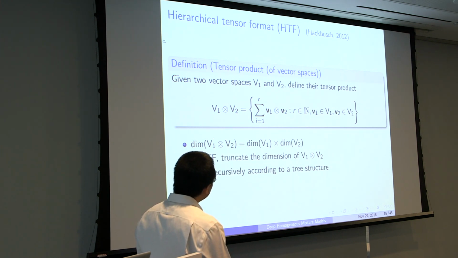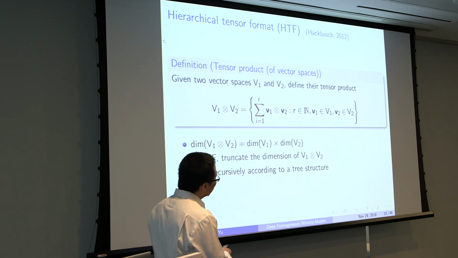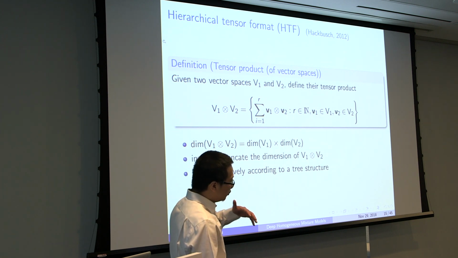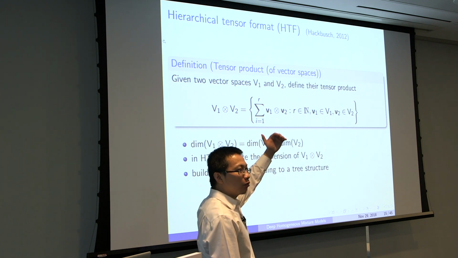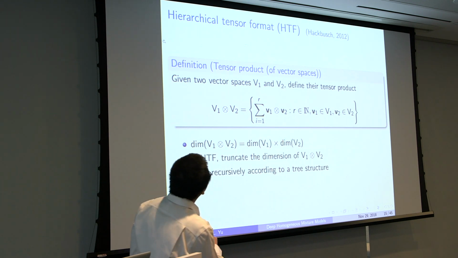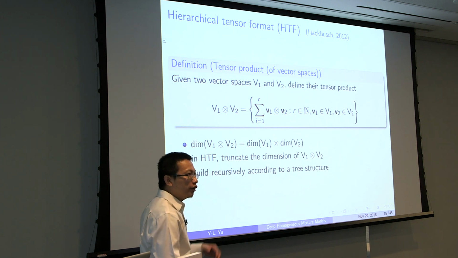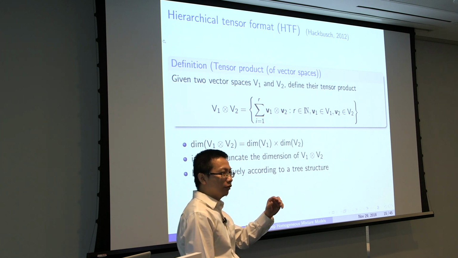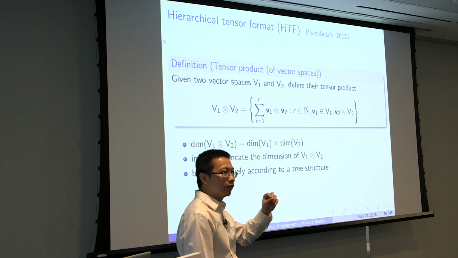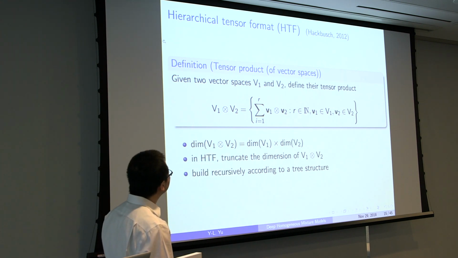Importantly, the dimension of the tensor product is the product of the dimensions. This is in a sense undesirable, because when you do tensor products, the dimension of these spaces will increase very, very quickly. In a hierarchical tensor format, you compute the tensor product and then you truncate the dimension. You don't keep all the bases in the tensor product, you only keep, say, a constant number of bases. This is called the hierarchical tensor format.